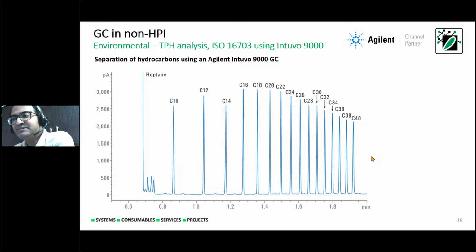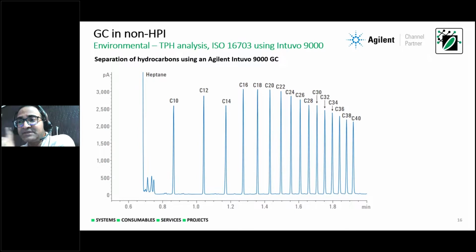If we see the analysis, we are looking at this standard of C10 to C40. The entire analysis on Induvo is possible for us to finish in less than 2 minutes. Now, we can see the resolution is really good. The peak shape is also really good. The peaks are actually looking really, really sharp. You can see heptane is the solvent in which the standard was prepared. And then C10 to C40 is what you are able to see. Separation has occurred exceptionally well, in less than 2 minutes.